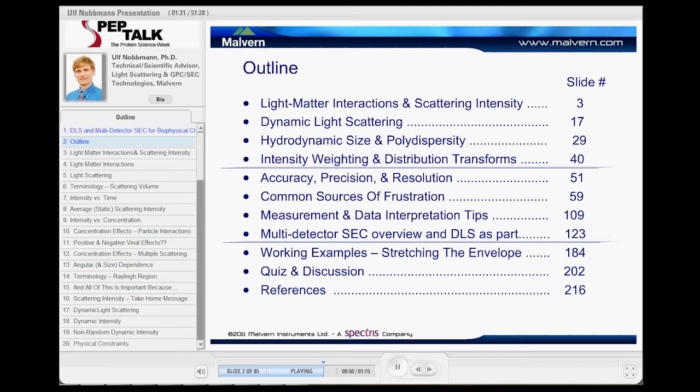The initial part here is about light-matter interactions, dynamic light scattering, general scattering intensity, what is hydrodynamic size, what's polydispersity, then going into the different algorithms, what's intensity weighing, distribution, transforms, and accuracy, precision, all these things. You see them there, and we'll have a little quiz and discussion at the end. I think those of you that remember that from last year thought that was very interactive.